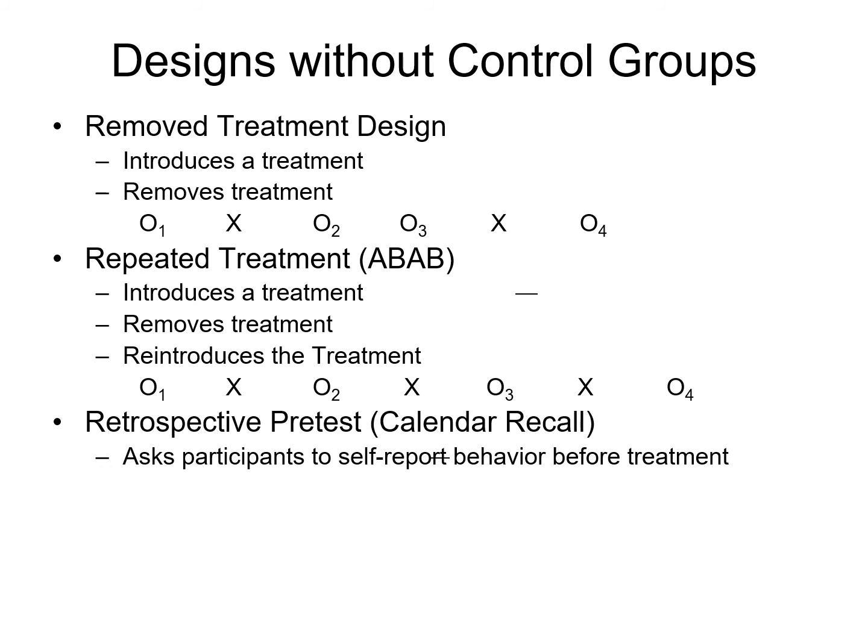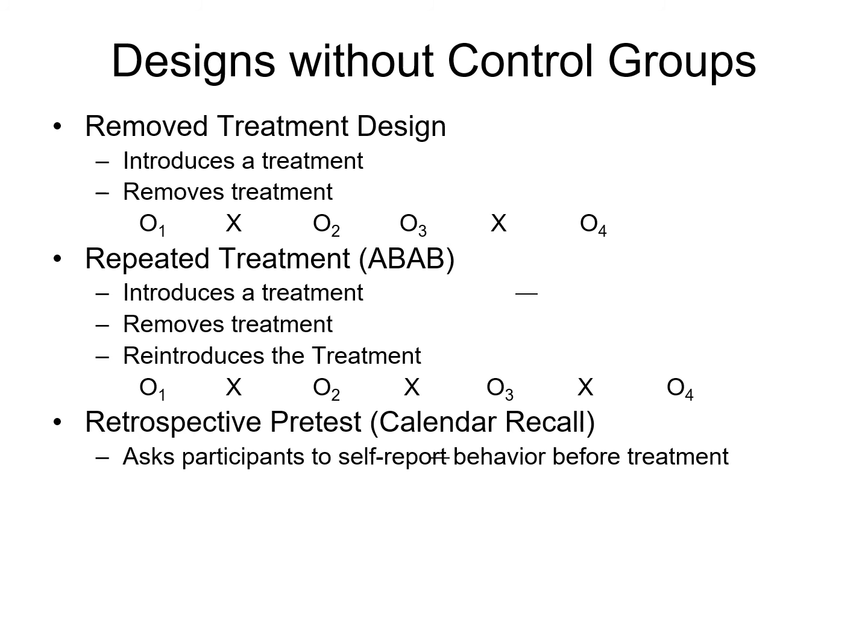A better design would be some form of introducing and removing the treatment from the same group. So again, I measure my DV, I install the treatment, I measure the DV a second time, maybe even a third time, then I remove the treatment, and then I measure it a fourth time. Generally speaking, we often refer to this as a repeated treatment design or an ABAB design. We introduce a new treatment, we remove the treatment, reintroduce the treatment.